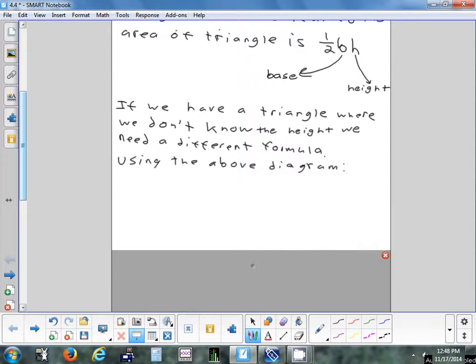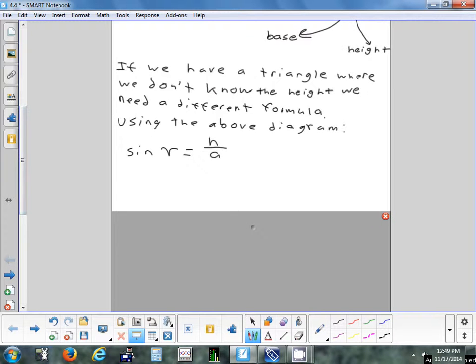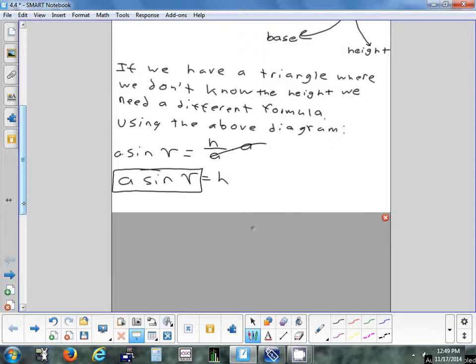So using that diagram, we could say sine of gamma equals opposite over hypotenuse. So that's H over A. And how would we get H by itself? Yeah, times each side by A. That's gone, and that's gone. So now we have a formula to calculate the height. It's the length of side A times the sine of gamma. Just using right triangle trig. So now that's the height. The height is A times the sine of gamma.